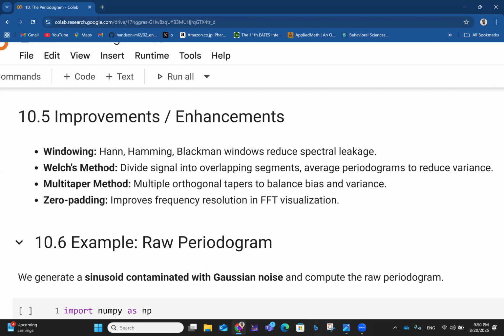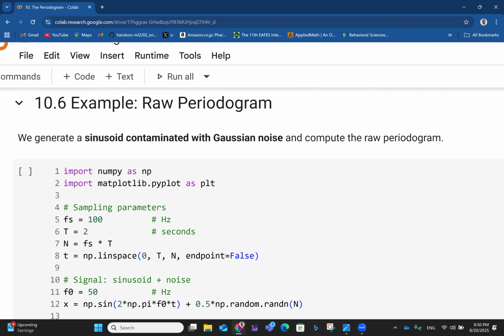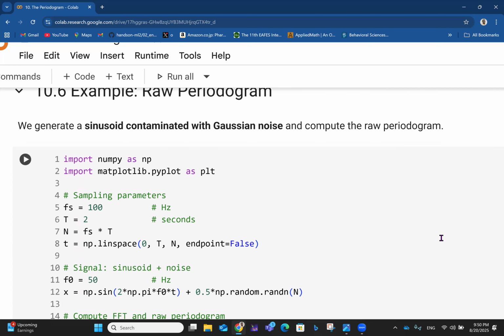So let's look at the raw periodogram. Let's demonstrate it with Python. Here we generate a sinusoid contaminated with Gaussian noise and compute the raw periodogram. The raw periodogram still contains noise. It has not been filtered. That's why it is called raw.